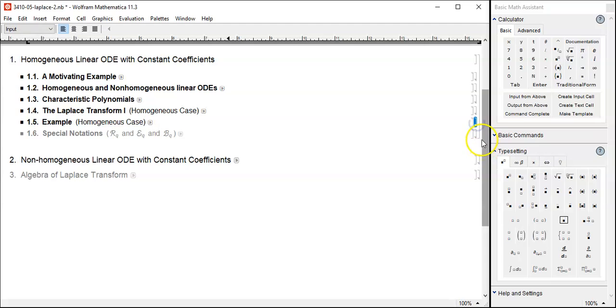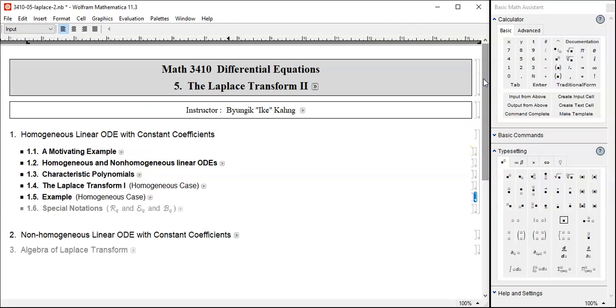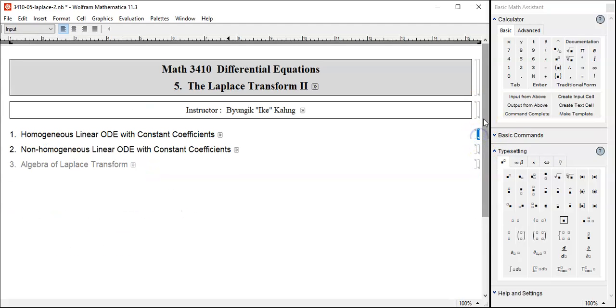Okay, all right, so much for the example problem. And then we're going to talk about non-homogeneous systems in a separate video. Thanks.